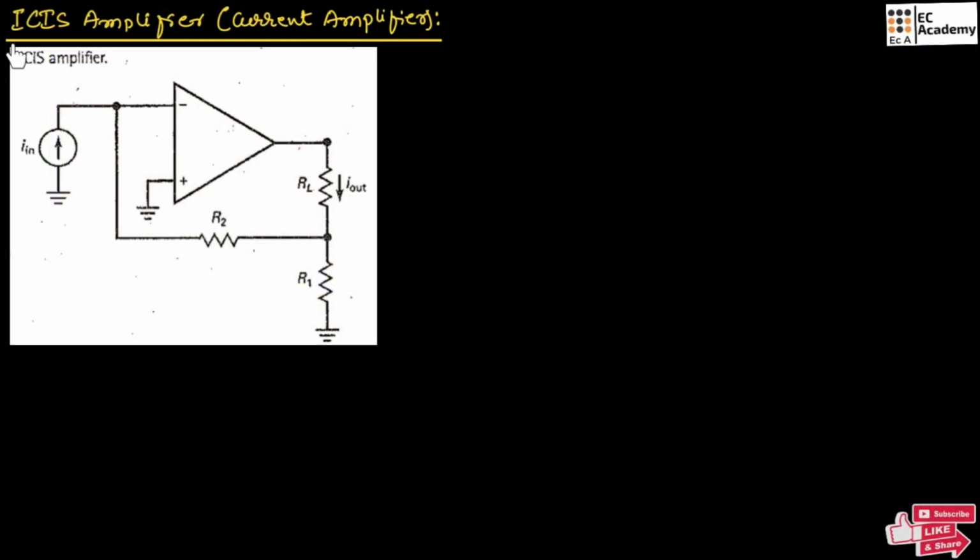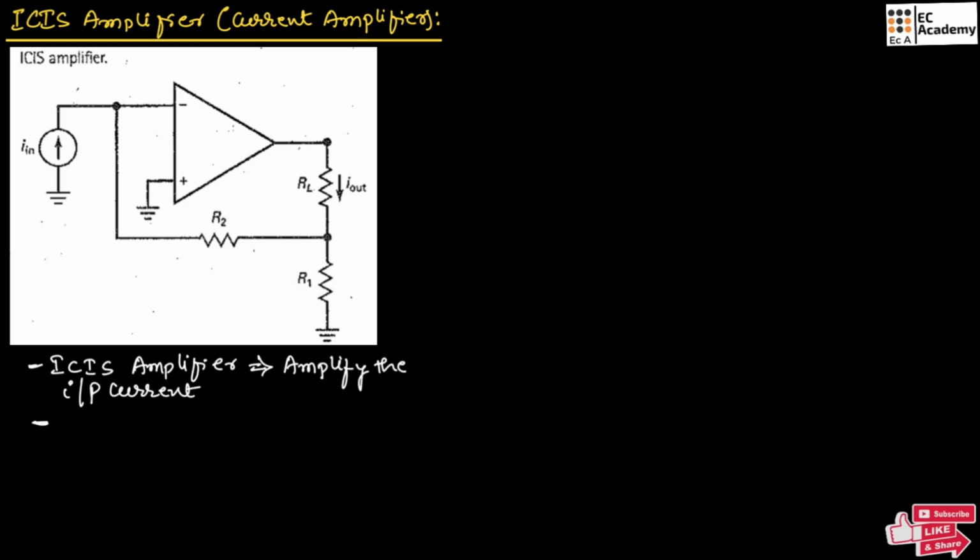In this lecture, let us understand ICIS amplifier, which is a current amplifier. So ICIS, which means current controlled current source amplifier. So in this type of amplifier, input will be the current and output will also be current. So here output current is measured across the resistor RL, which is connected in the circuit as shown in this figure. So we can say ICIS amplifier will amplify the input current.